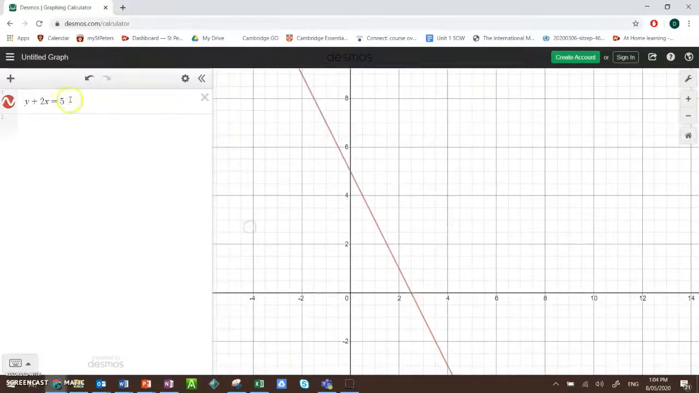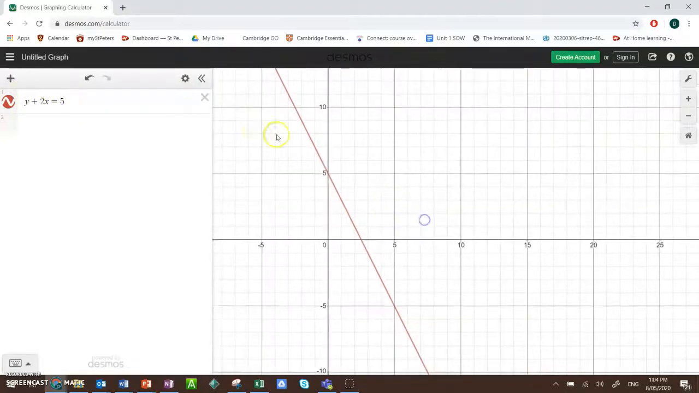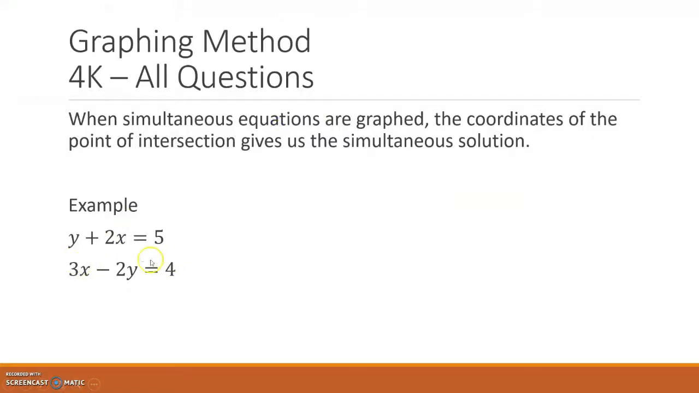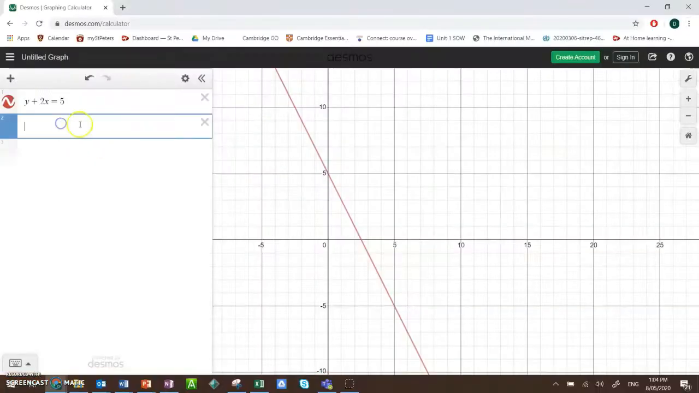Because this equation could be rearranged to be of the form y equals mx plus c, Desmos interprets that for me without me having to do the transformations myself, and it's turned it into this straight line. So that's the graph of y plus 2x equals 5. Now what I want to do is find out where this equation intersects the second equation here, 3x take 2y equals 4. So let's type that in now as well. 3x take 2y equals 4.